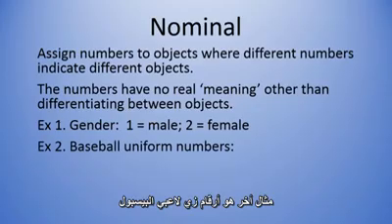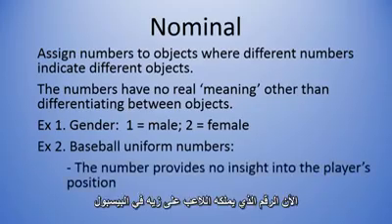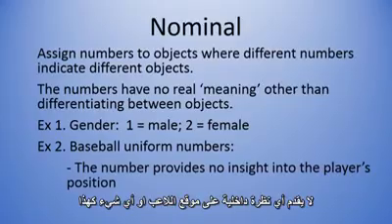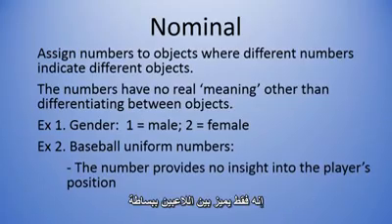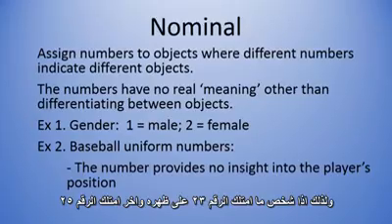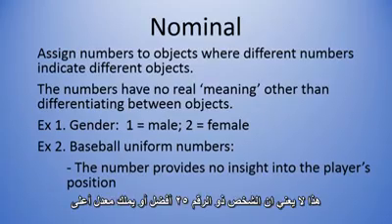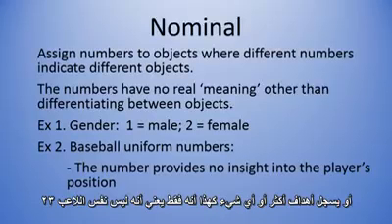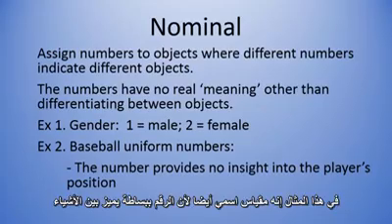Another one is baseball uniform numbers. The number that a player has on their uniform in baseball provides no insight into the player's position or anything like that. It simply differentiates between players. So if someone has the number 23 on their back and someone has the number 25, it doesn't mean that the person who has 25 is better, has a higher average, hits more home runs, or anything like that. It just means they're not the same player as number 23. So in this example, it's nominal once again because the number simply differentiates between objects.